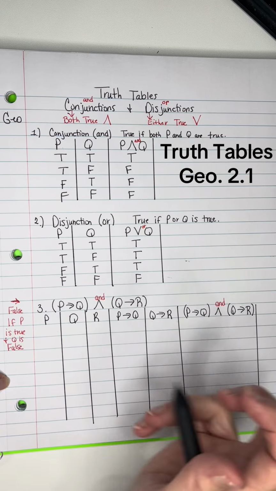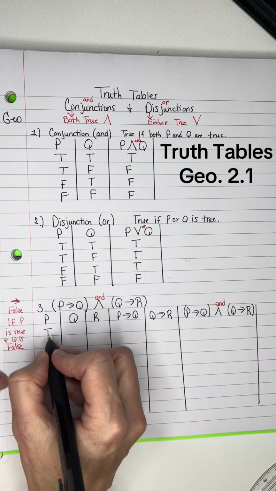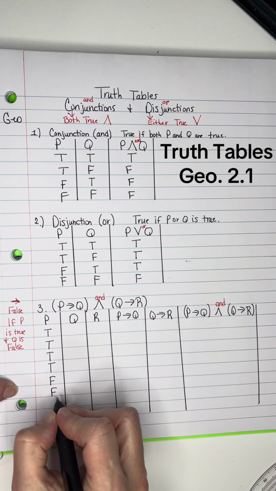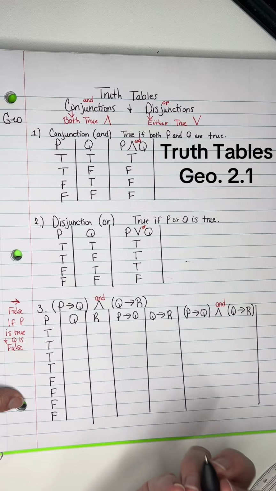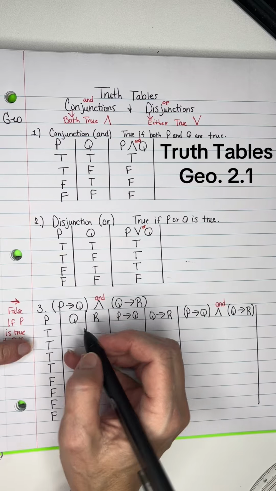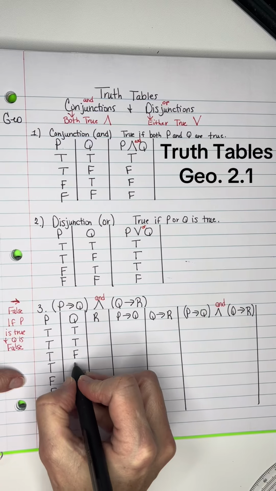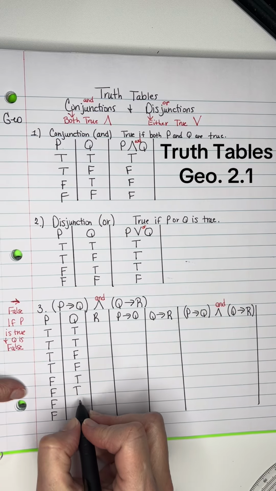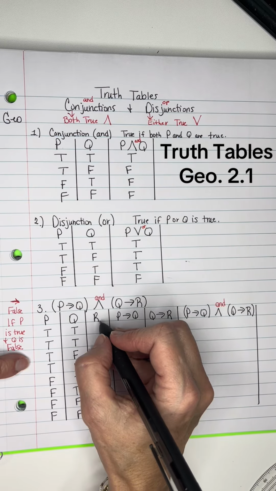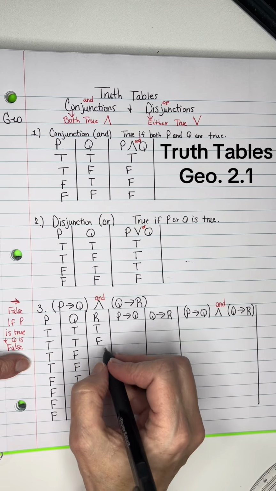So for the hypothesis, the P, take the true and write it 4 times, and write the false 4 times. That's the systematic way to do it. Then when you get to the Q, the second one, you're going to rotate it, but you're going to do 2 trues and then 2 falses, then 2 trues and 2 falses. Then for the third letter, the R, we're going to just take the true and false and rotate those.